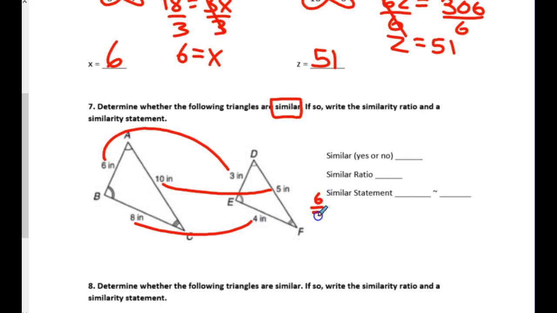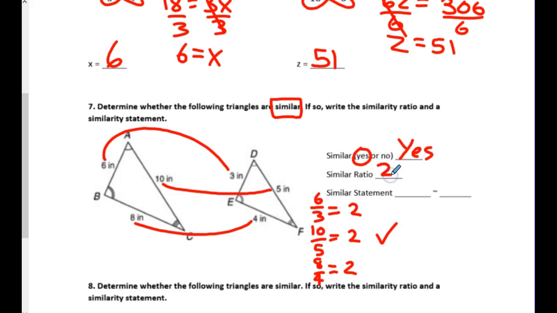So 6 over 3, 10 over 5, and 8 over 4. 6 over 3 equals 2. 10 over 5 equals 2. 8 over 4 equals 2. Since those are all equal, that's a yep. Okay? So yes, they're similar. And my similarity ratio is 2, or you could write 2 over 1, or you can write 2 to 1.